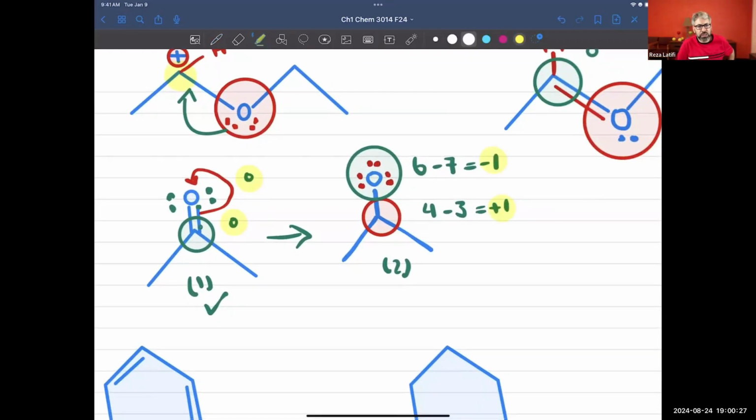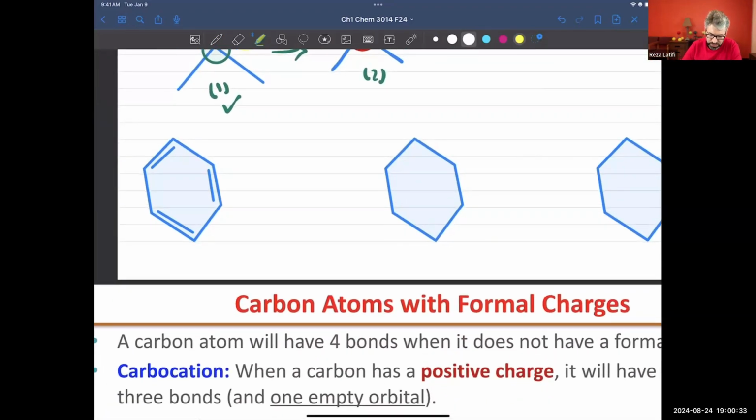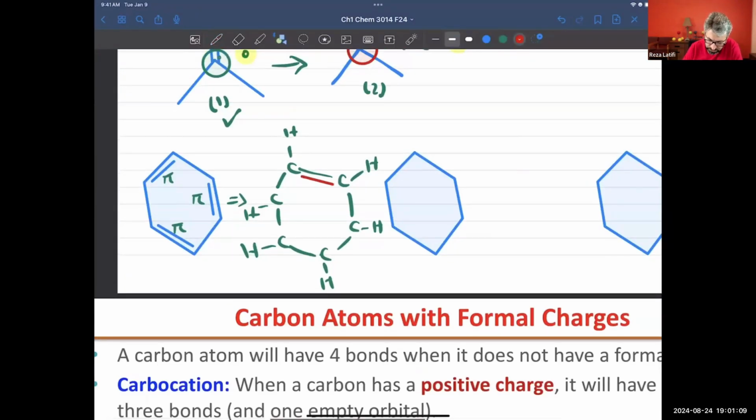In the last structure, we have pi bonds, technically 3 pi bonds. That is equal to carbon attached to hydrogen, carbon attached to hydrogen, carbon attached to hydrogen. Now in order to make it octet, I'm going to put a double bond here, the next double bond there, and the third double bond here.